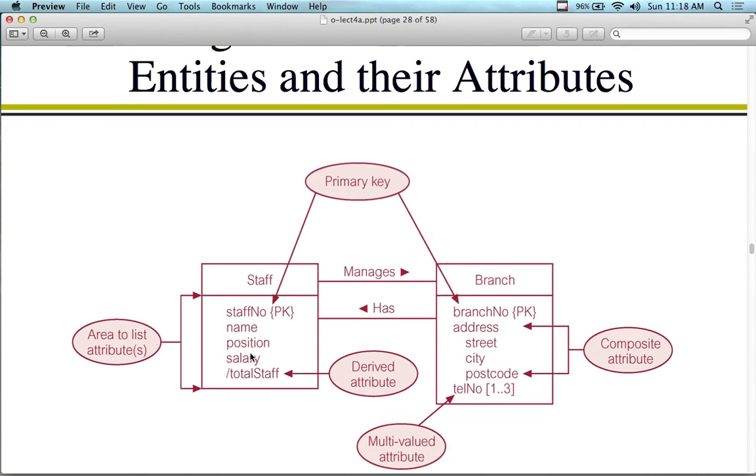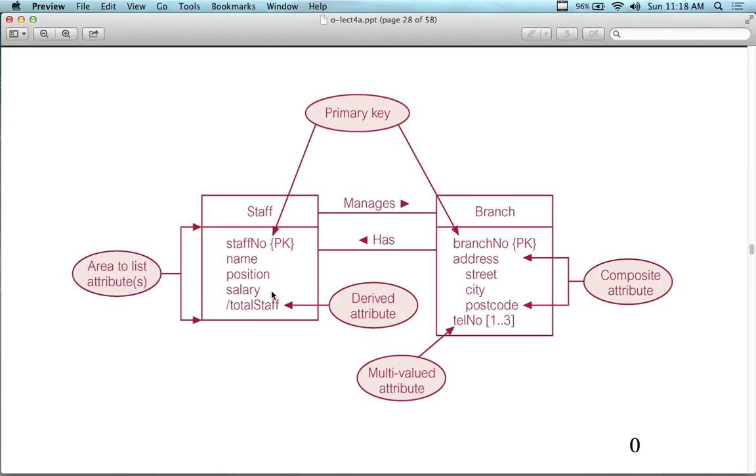So here's our kind of finished table that has the primary keys as PK, foreign keys as FK, but not in the table. This one here, we have a derived attribute that's going to be the total number of staff that might come into this table here for staff. We have the area that lists the attributes. We have the name of the entities. All entities have names. All relationships should have names.